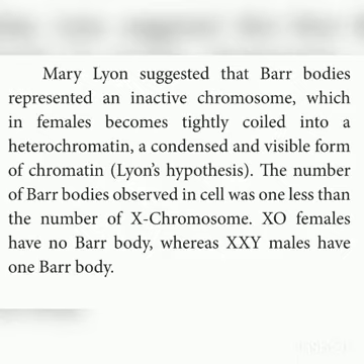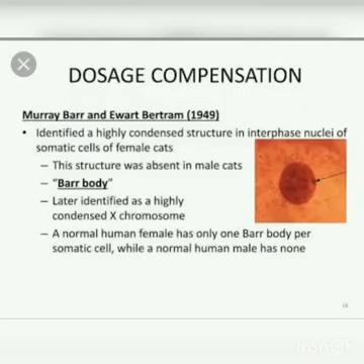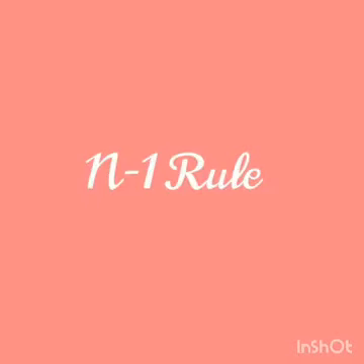The number of Barr bodies observed in a cell was one less than the number of X chromosomes. So XO females have no Barr body because only one X is present, whereas XXY males have one Barr body because they have two X chromosomes. So the number of Barr bodies follows a rule, that is the n-1 rule, where n is the total number of X chromosomes present.